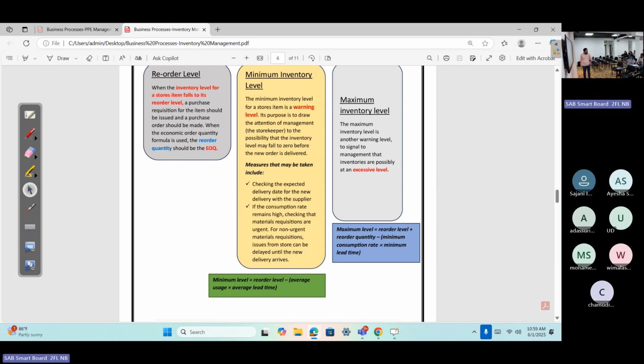Maximum level, a straightforward thing. The maximum inventory level is another warning level to signal to management that inventories are possibly at an excessive level. It is how much maximum quantity you can keep in your store. That is the maximum level. Beyond that, you should not keep stock in the stores because that will create unwanted inventory cost.